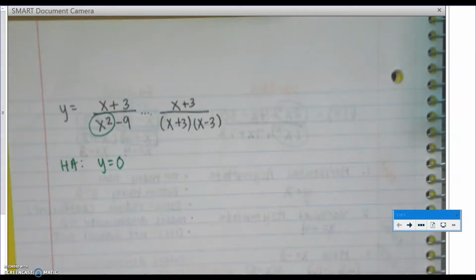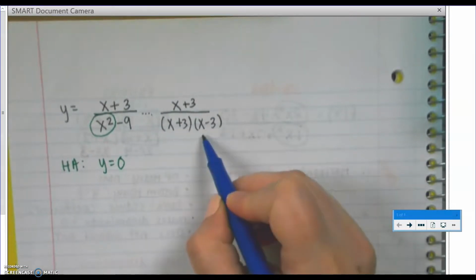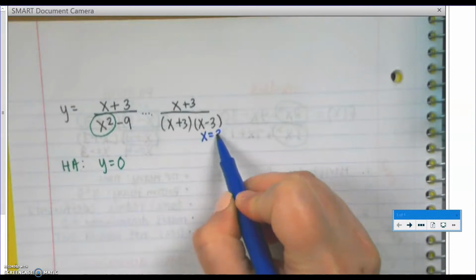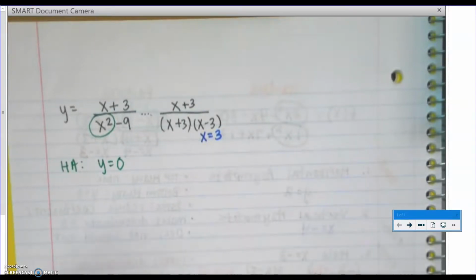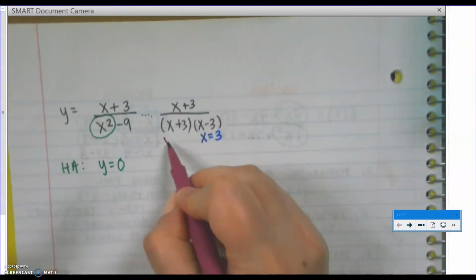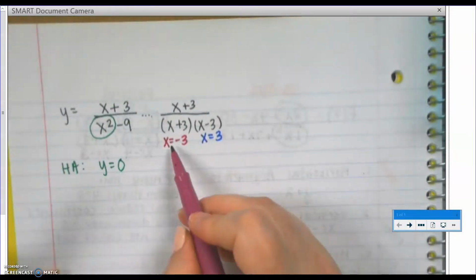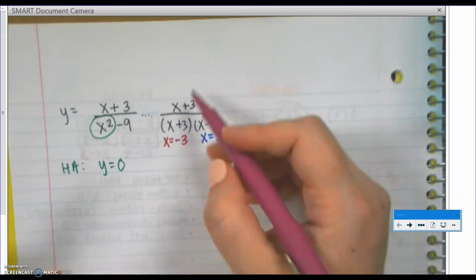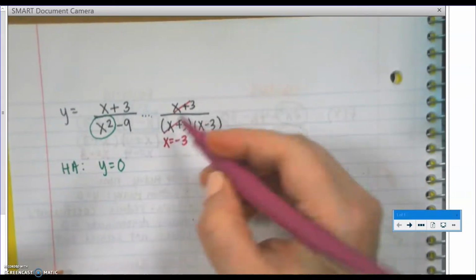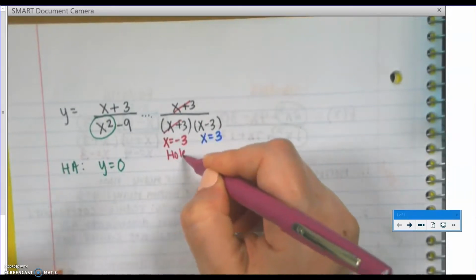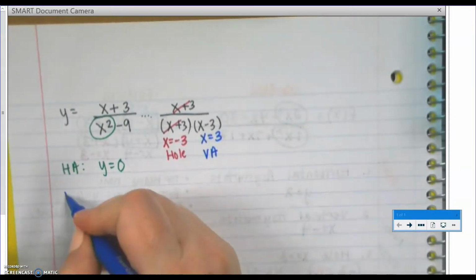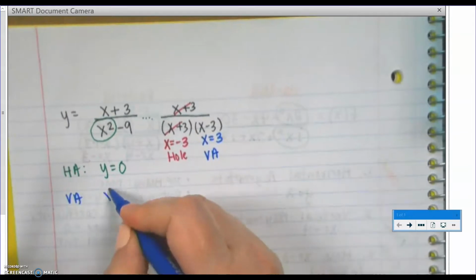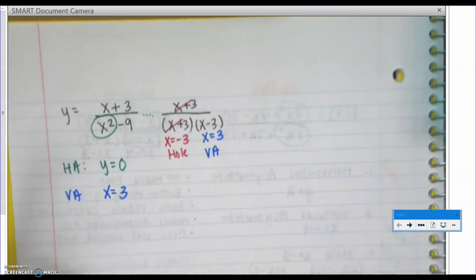All right, my vertical asymptote, I can see here that this factor, if x is equal to 3, it'll make that factor 0. And over here, if x is equal to -3, that factor would become 0. Because those cancel, this one is a hole. The one that doesn't cancel is a vertical asymptote. So I have a vertical asymptote at x is equal to 3.